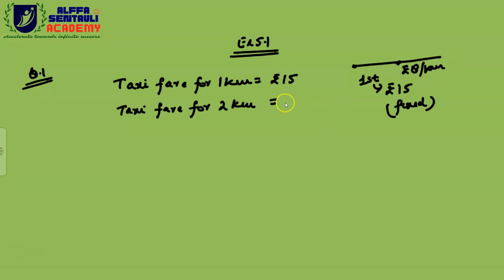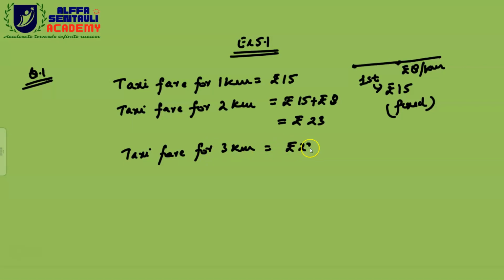So this will be rupees 15 plus rupees 8. So what will this be, beta? Rupees 23. Correct? So he is keeping the first term as constant, right beta? Now the taxi fare for the third kilometer will be what, beta? Can you guess? Correct, 23 plus 8 rupees. How much will it be, beta? 31 rupees. Correct?